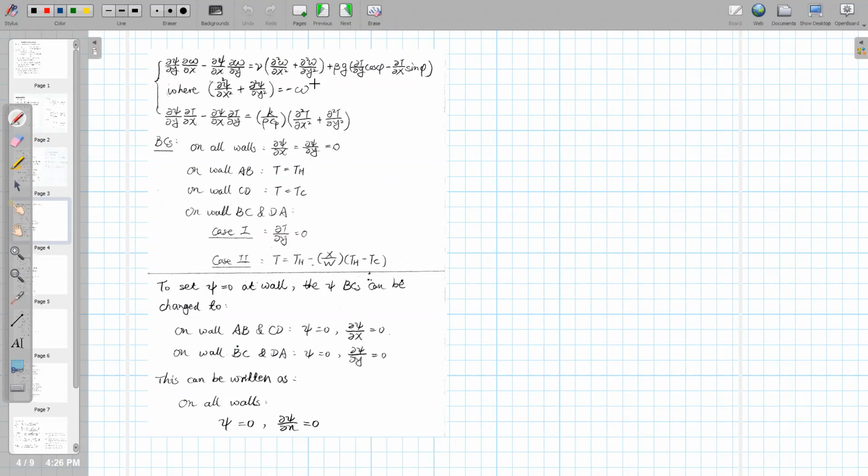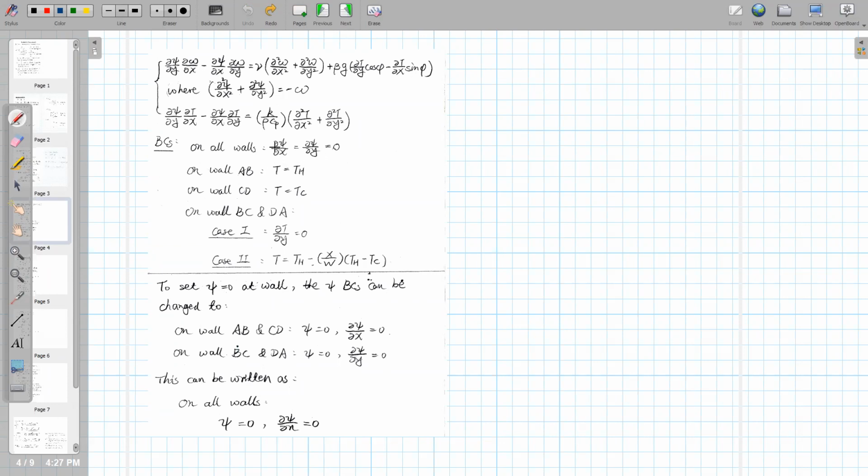So first, let's look at the temperature, right? The temperature boundary condition is still the same as before. Okay, it's very simple. But the boundary condition for the stream function is a little bit tricky.